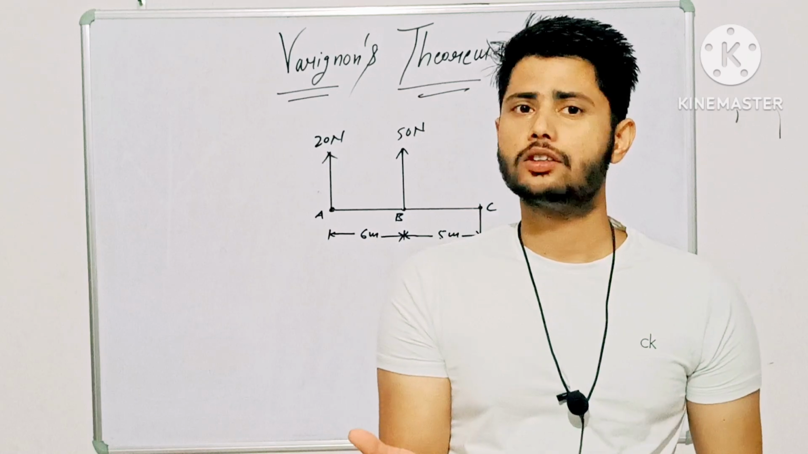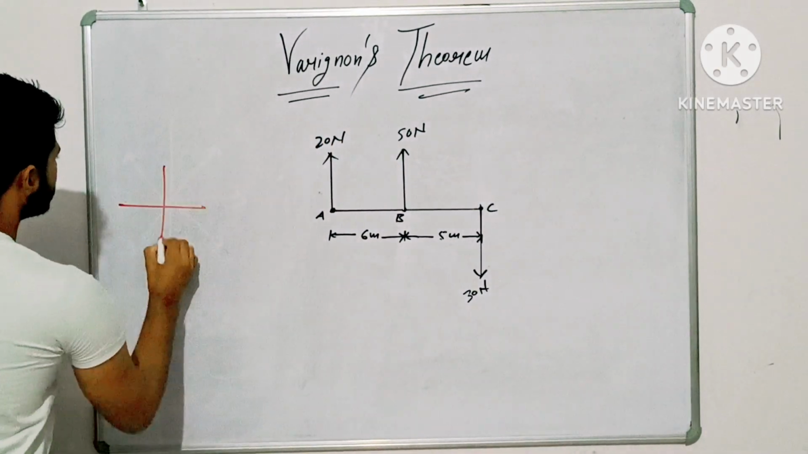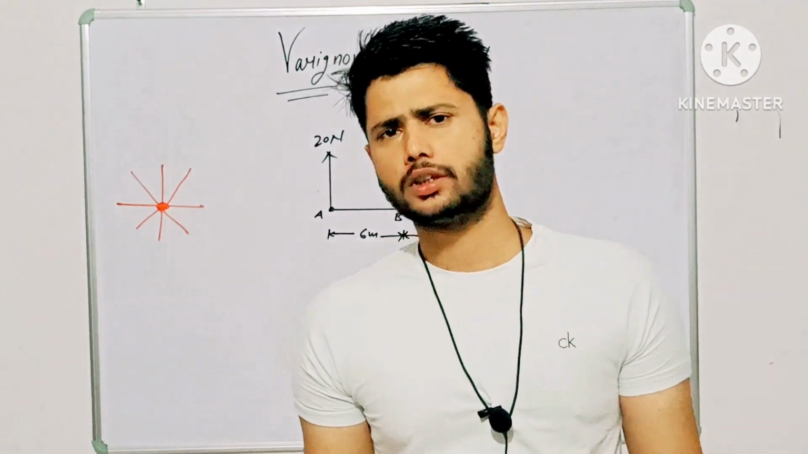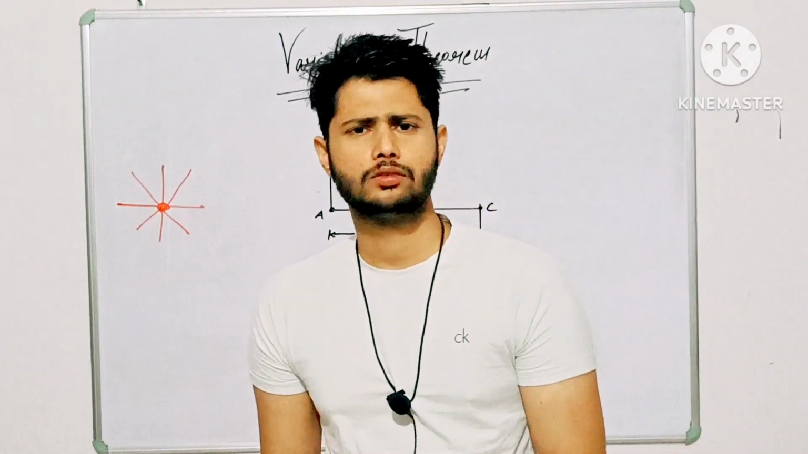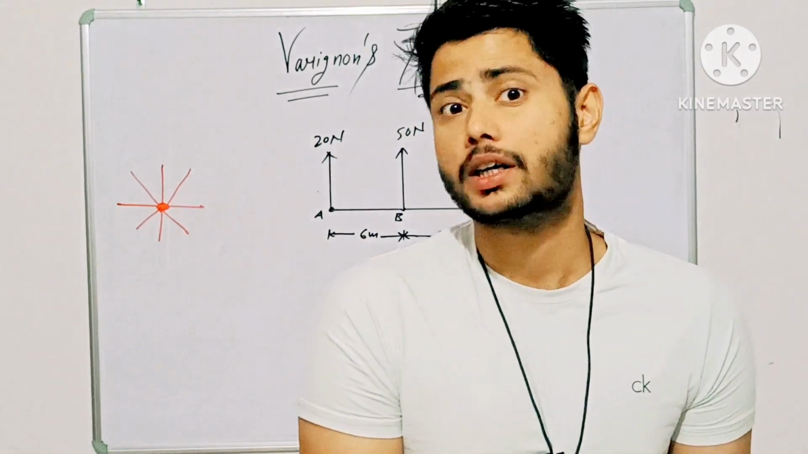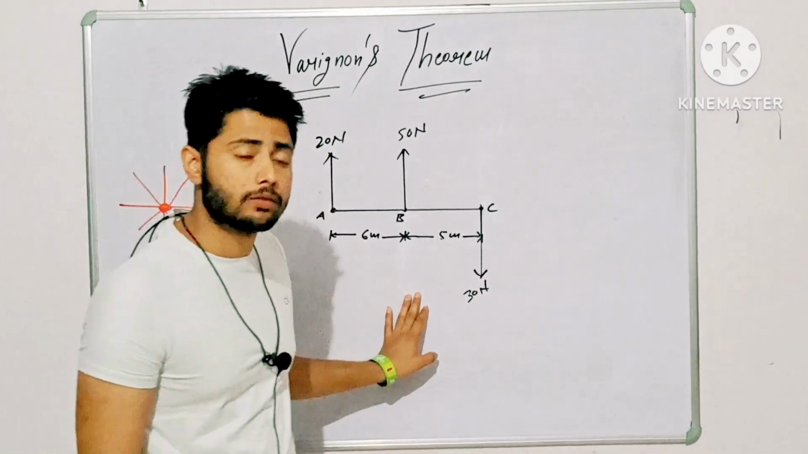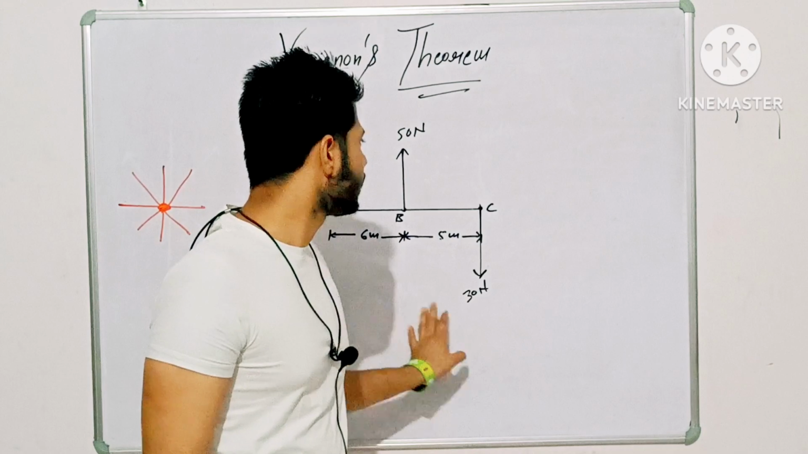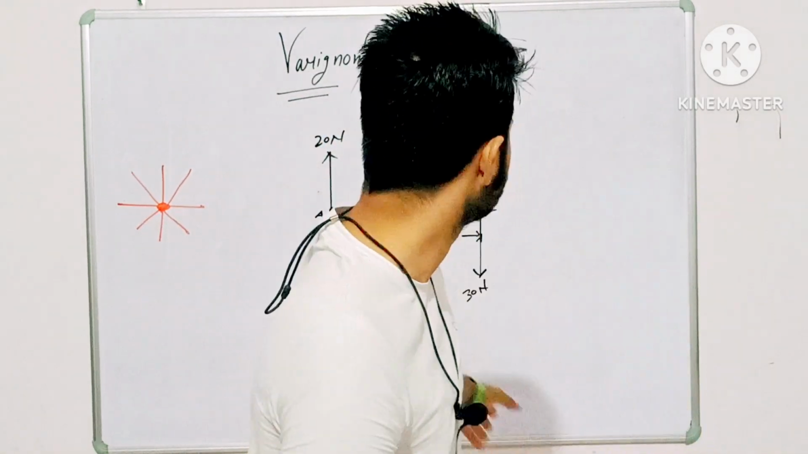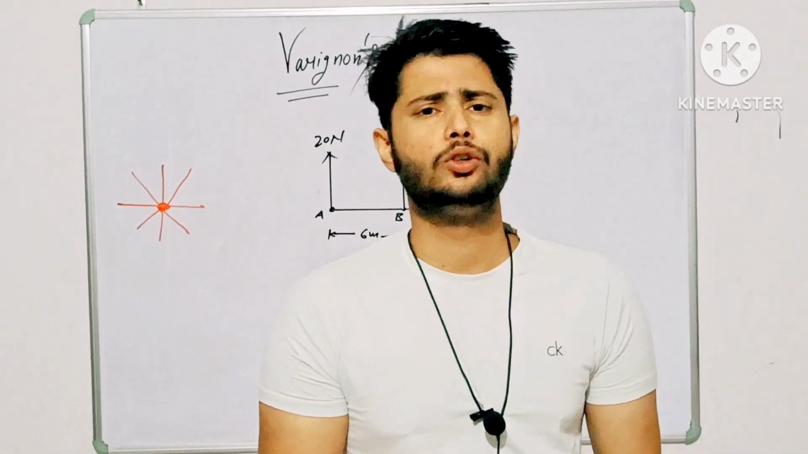What is a concurrent coplanar force system? When all the forces pass through a single point, that force system is known as a concurrent coplanar force system. And during the summation of horizontal and vertical forces, we can directly find the position of the resultant force in a concurrent coplanar force system. But in a non-concurrent coplanar force system, this is the figure, we cannot find the position directly by the summation of horizontal and vertical forces. Then what will we do?